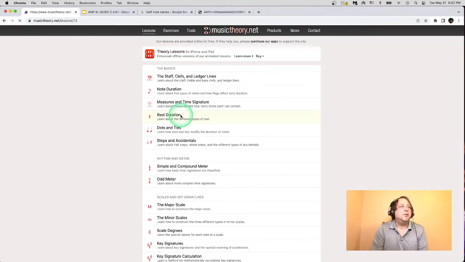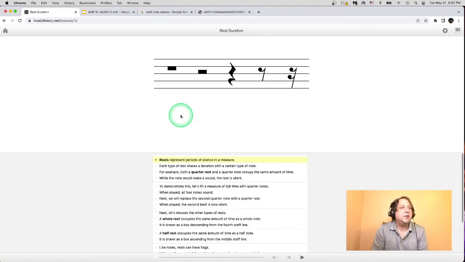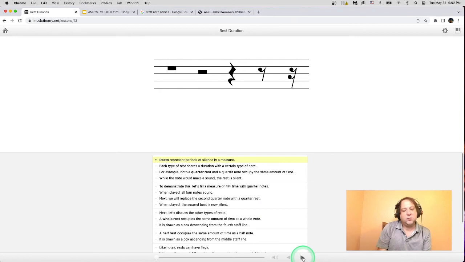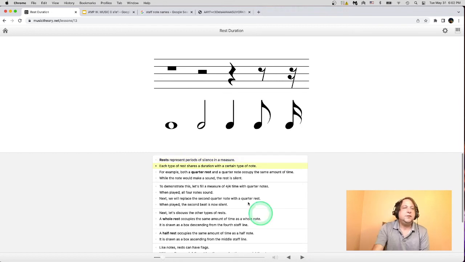Now we're going to talk about rest durations. So this is the exact same thing as the notes, except we're talking about places where you don't sing or play anything. That's what these look like. So what this means is you don't play anything for a specific duration. Because in the same way where we need to be able to measure how long the notes we do sing or play are, we need to measure how long we take breaks in between our phrases. And this is how they correspond.